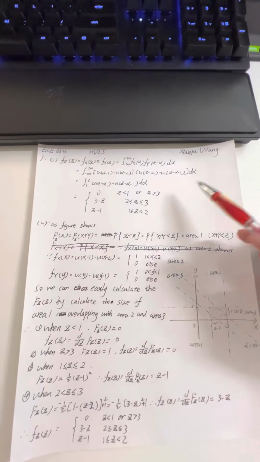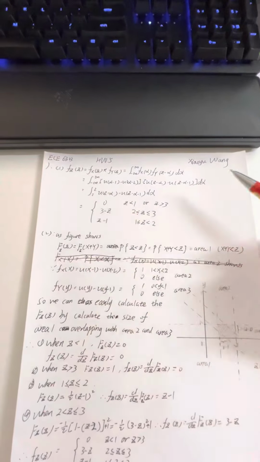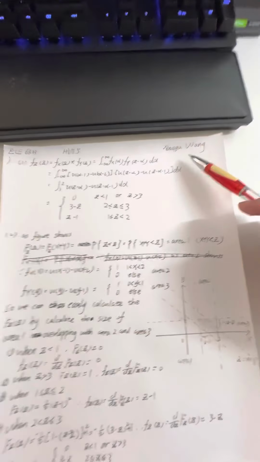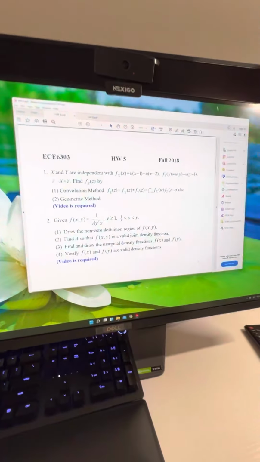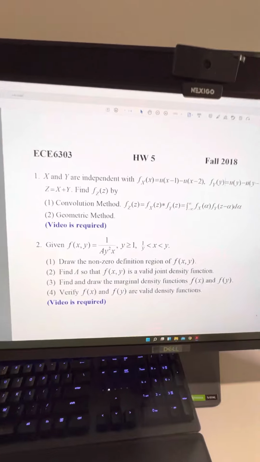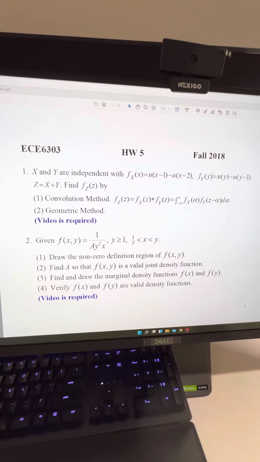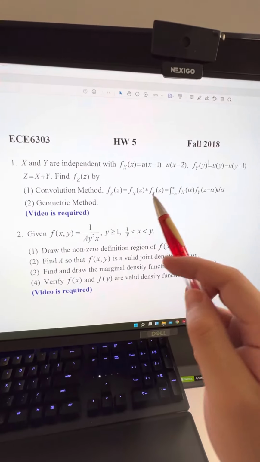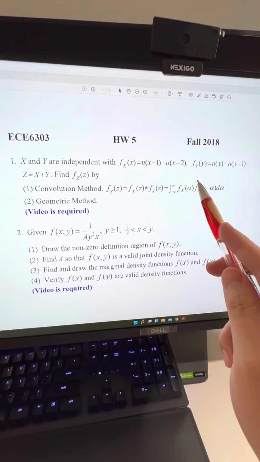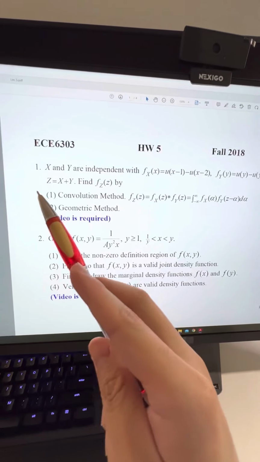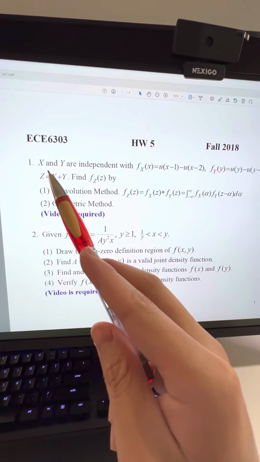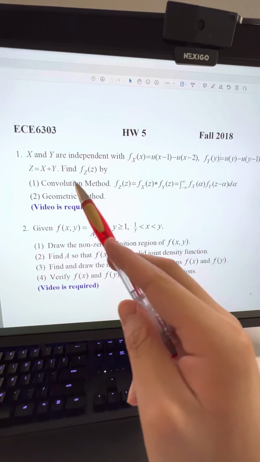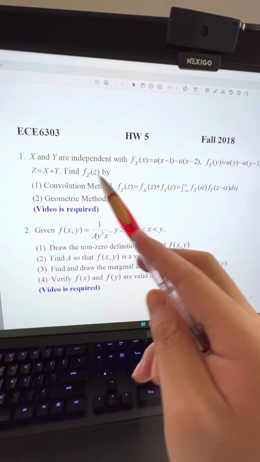Hi, this is the solution for question 1 of homework 5. Firstly, we look at the question. It gives us the PDF functions of x and y and the relation between z and x and y. It wants us to find the PDF function of z first.